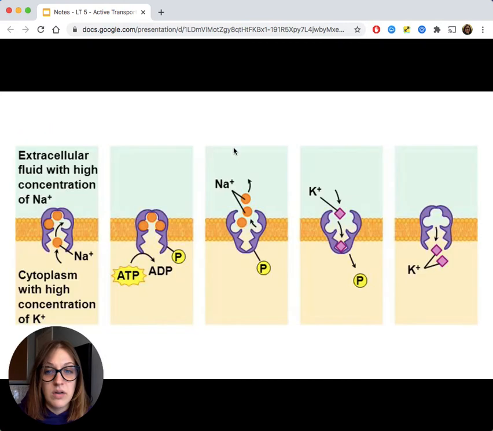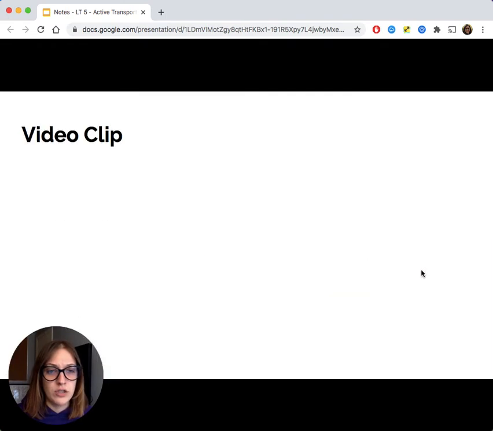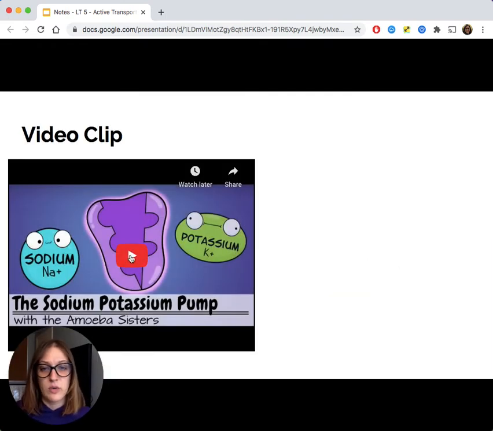All right, so if you need to label this, please do. You've got 3 sodium going out of the cell, and we have ATP that's fueling this process. You can ignore this phosphate here, just ignore that for now. These 3 sodium go out and the potassium come in, and it's basically an exchange. Okay, let's watch this quick video.